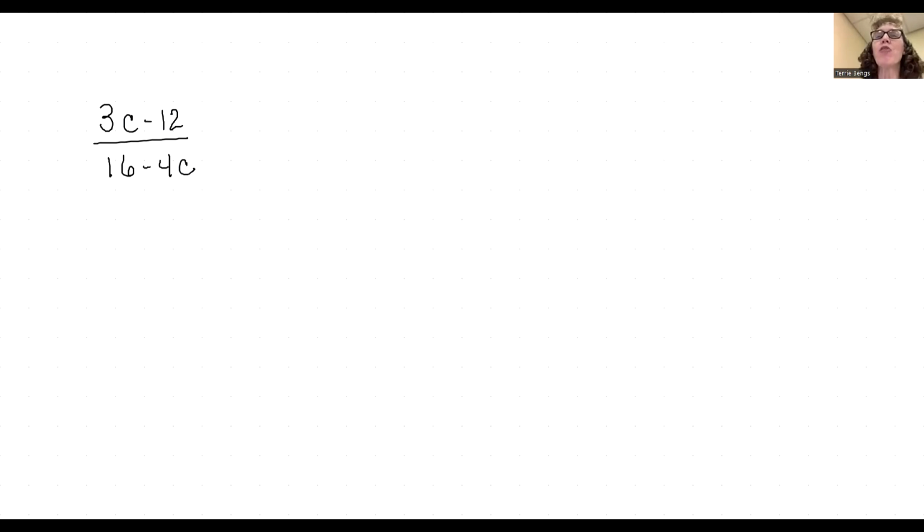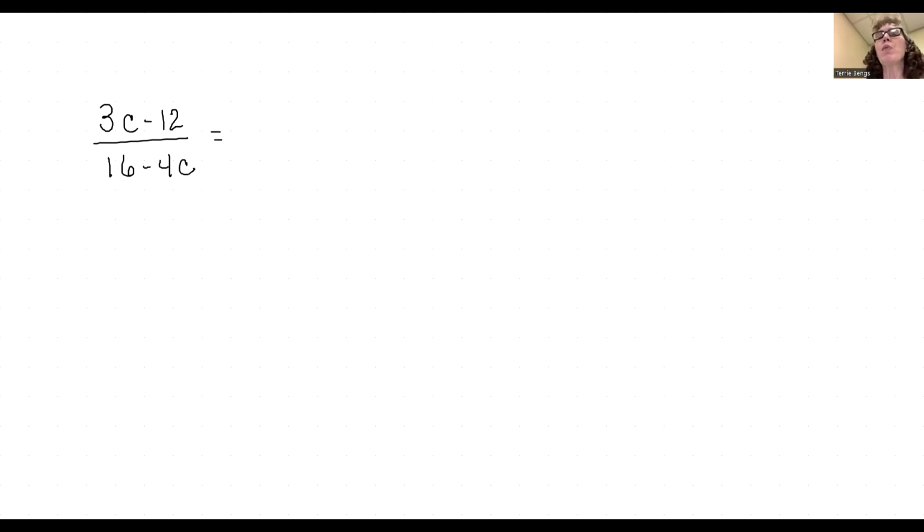So let's look at our first problem here. We have 3c minus 12 over 16 minus 4c. So we want to see if we can simplify this. We're going to begin by just looking at the top, the numerator. So we have 3c minus 12.